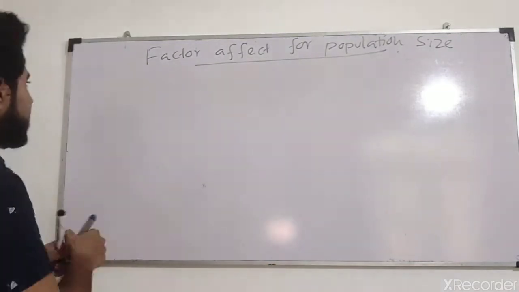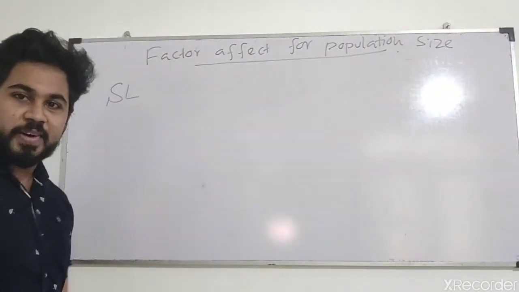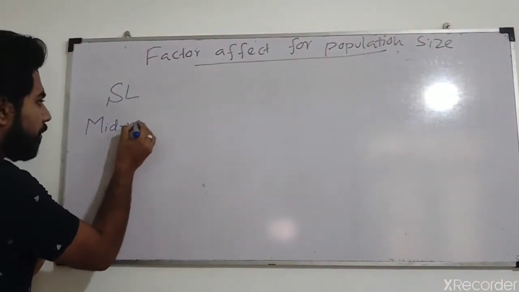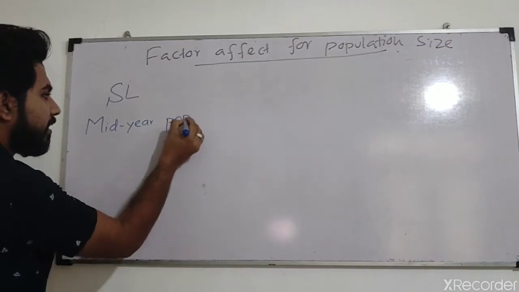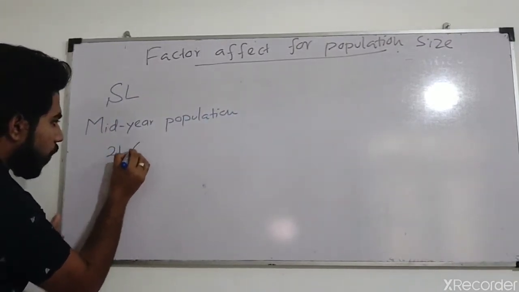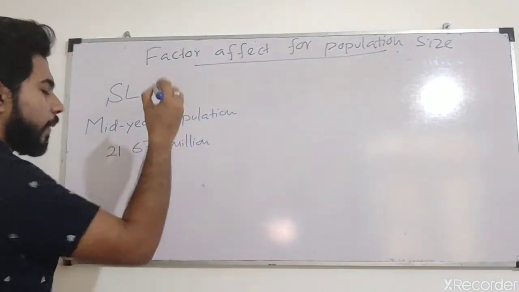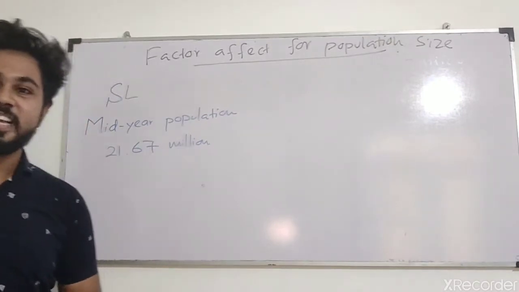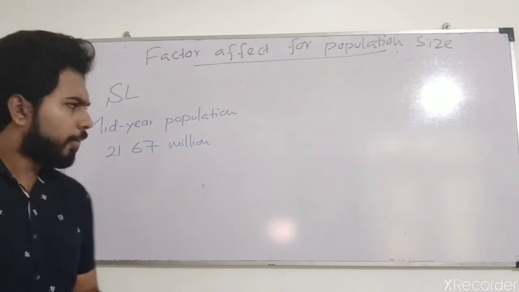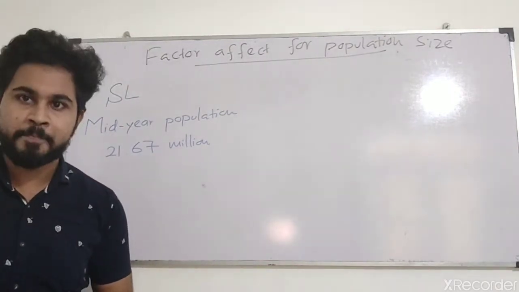Now consider the country Sri Lanka. In Sri Lanka, our mid-year population is 21.67 million people. 21.67 million people is the population of the country. My question: why are we considering the mid-year population only?